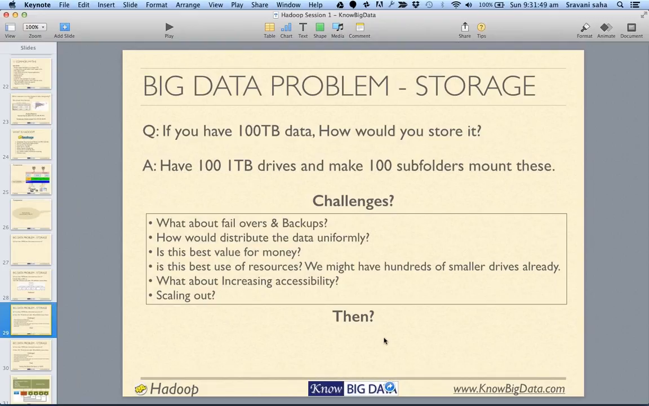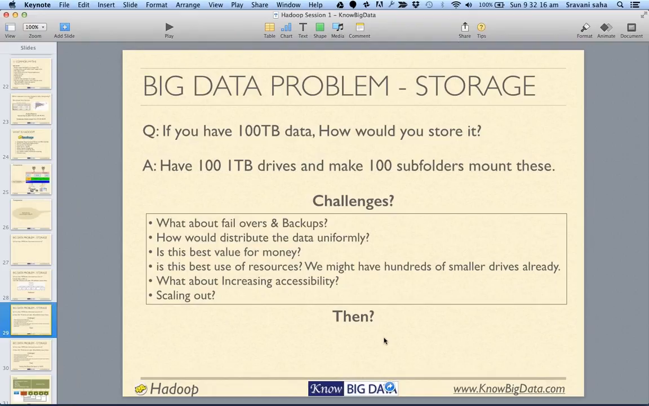So the data distribution is not uniform. Okay. Is this best value for money? The answer is no. Why? Because we have bought the best hardware, 1 terabyte. We did not utilize the hard disk which we already might be having, the hardware which we already purchased, which we already have lying there. We did not utilize that.